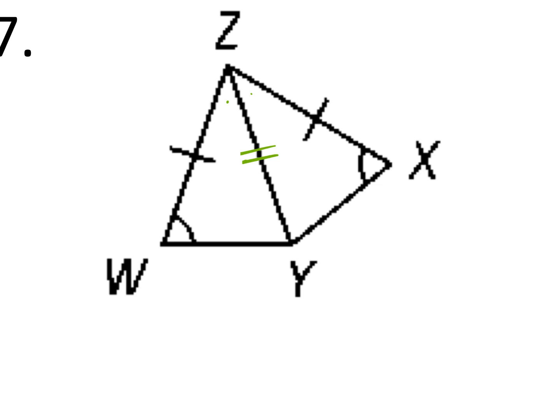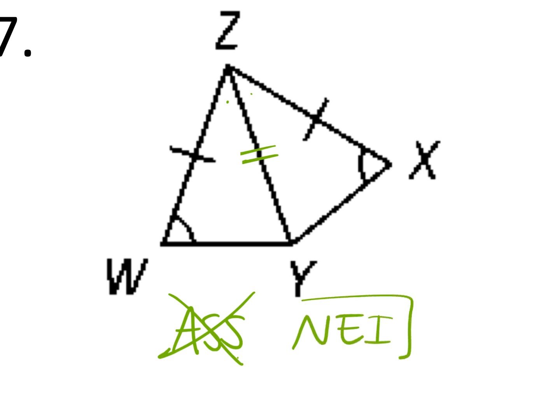Not SAS. ASS. This is donkey, right? You don't swear at your teacher. Don't do it. Therefore, not enough info, right? If it shows up as donkey, they might be congruent, but we don't know, okay? Now, if it had given us this, then it would be SAS, right? But we don't know that.